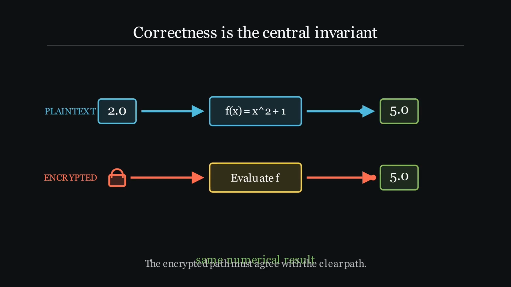In CKKS, the decrypted value should be numerically close because the scheme intentionally uses approximate arithmetic. The important comparison is between the two complete paths. Decrypt after encrypted evaluation should match ordinary evaluation within the permitted error. If those paths disagree, privacy alone is not enough. The computation is not useful.